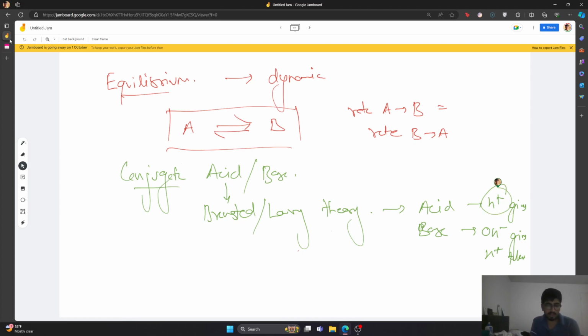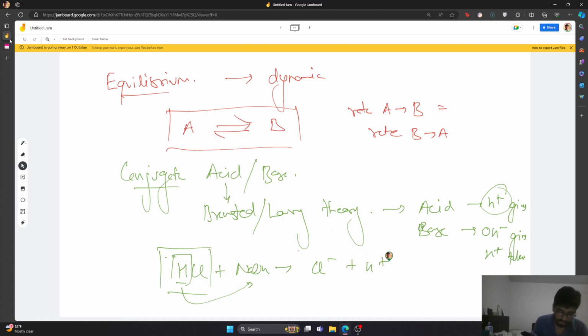The acid gives H plus, so an example would be something like HCl. This becomes Cl minus, in the sense the H plus has gone from here and has gone and attacked this guy. So HCl is acting like an acid because it is giving off H plus. So this is what we call an acid, and what is left after giving H plus is called a conjugate base.